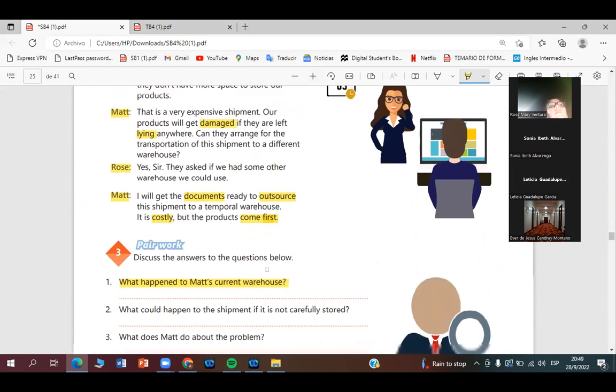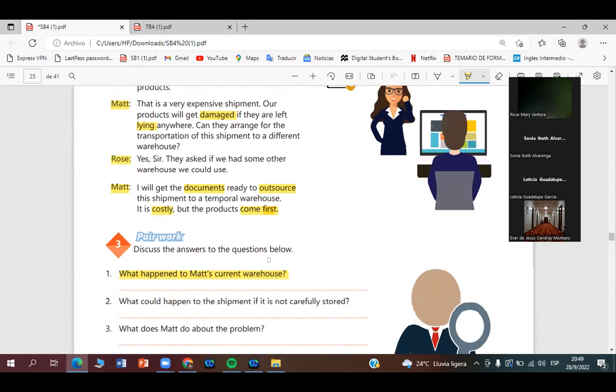The warehouse is full and doesn't have more space to store the product. Okay, the warehouse is full. Yes, it's full, and she thinks of one option. They move the product to another, different warehouse. Okay, very nice. Excellent. That's good. Somebody else?